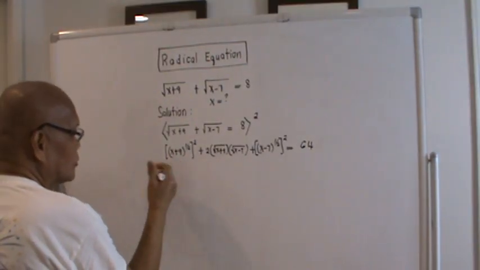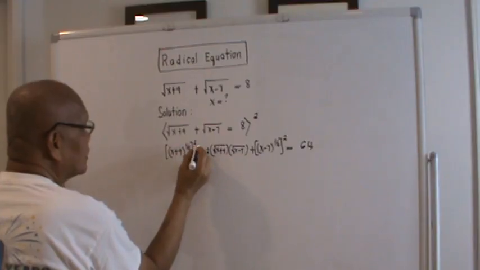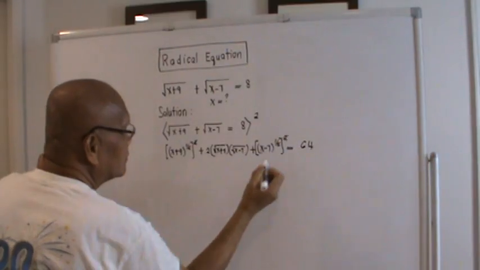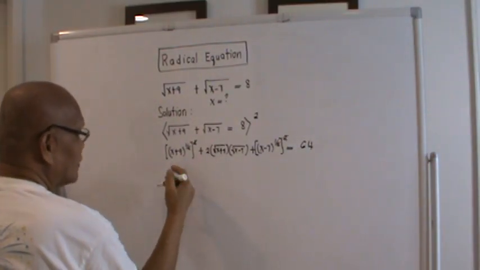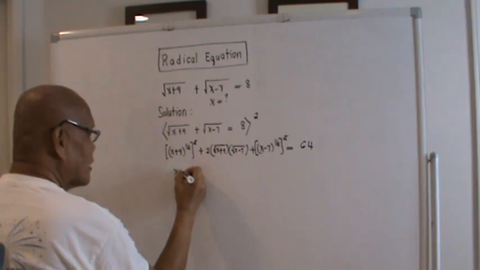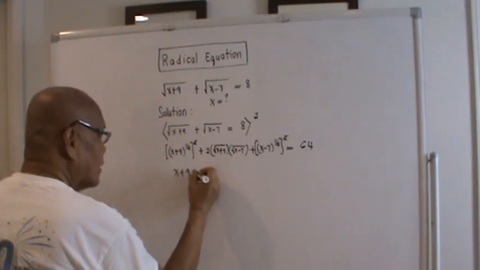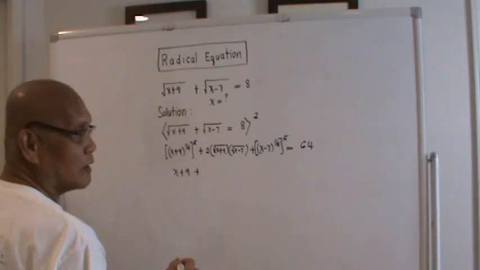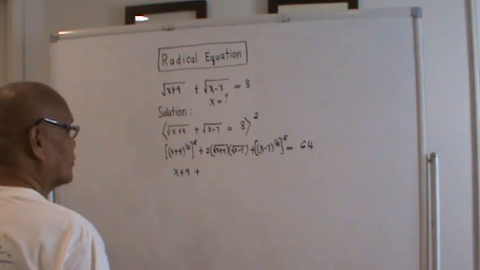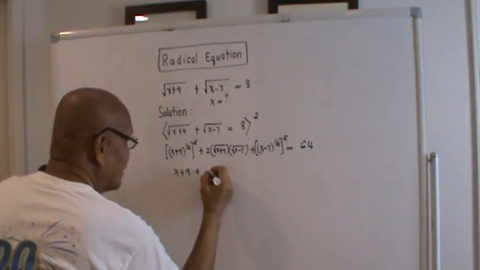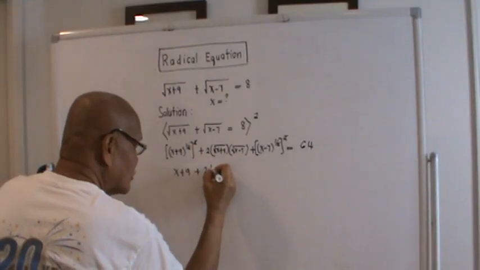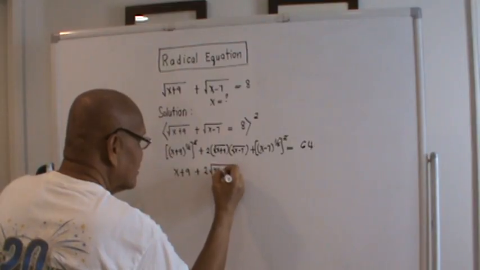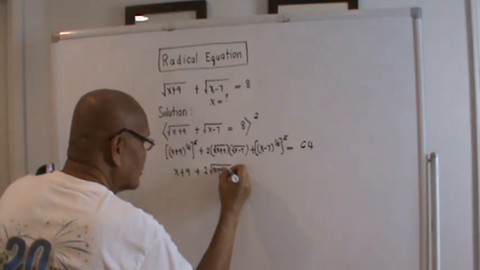Then if we try to square this one, the radical will disappear. This one will also disappear. So what will come out on the first one? It will just be simply x plus 9 plus. For the middle term, we will be using the so-called laws of exponent here. It will become twice the square root of x plus 9 times x minus 7.